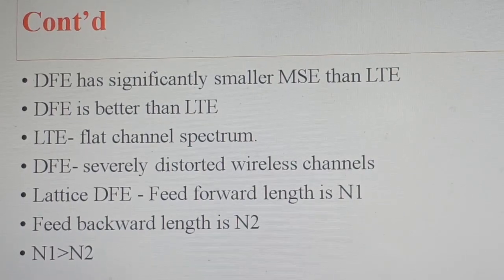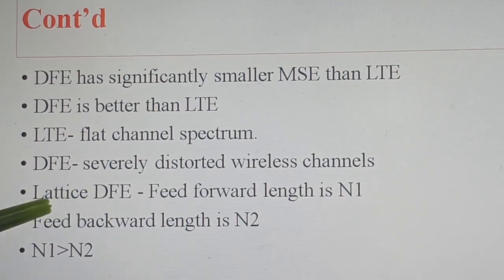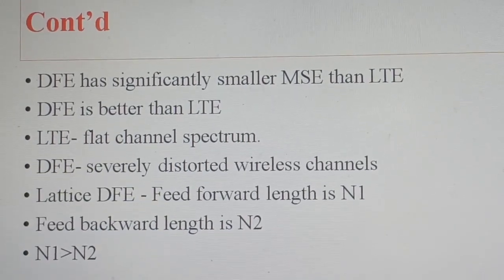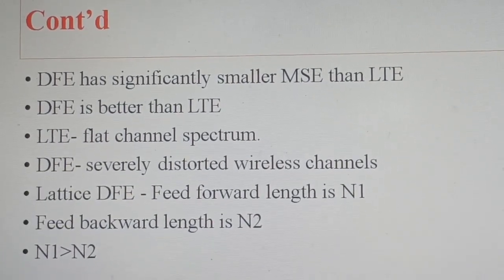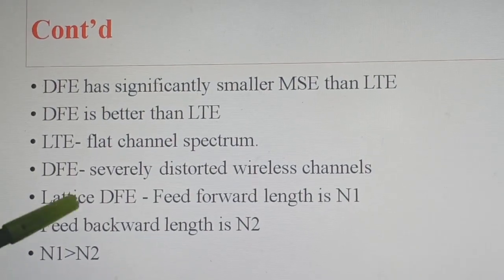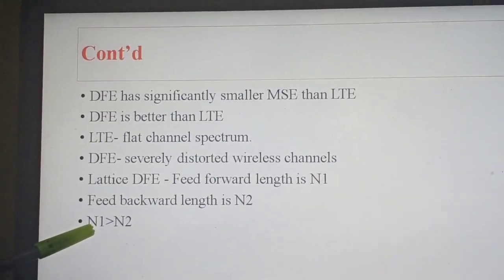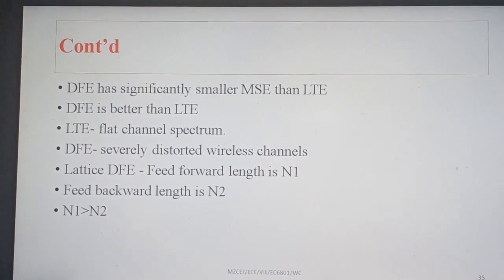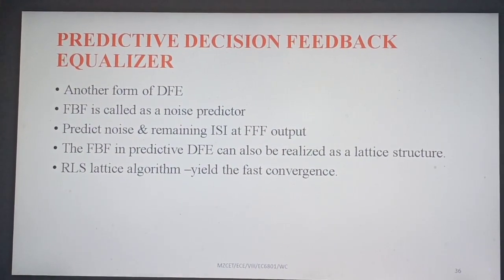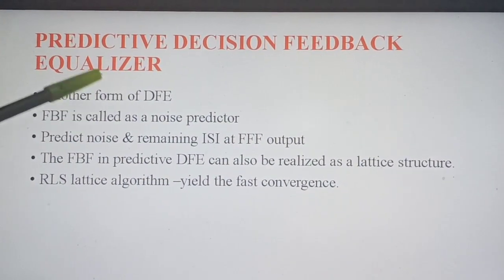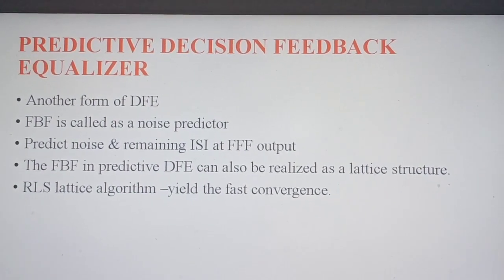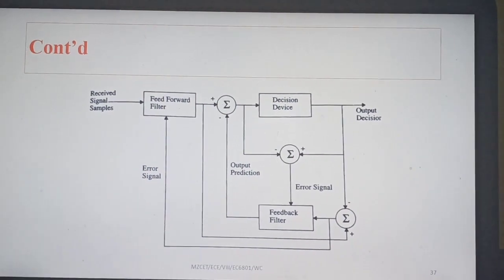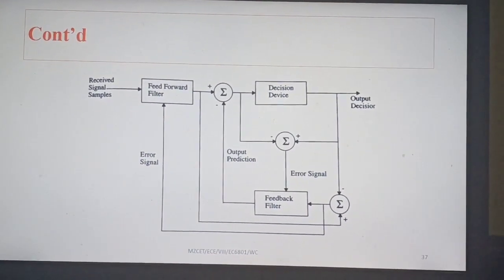The decision feedback equalizer can also be realized in lattice form with feed-forward length as N1 and feedback length as N2. In the lattice structure, the feed-forward length should be greater than the feedback length. Another form of decision feedback equalizer is the predictive decision feedback equalizer. This is the diagram of the predictive decision feedback equalizer.